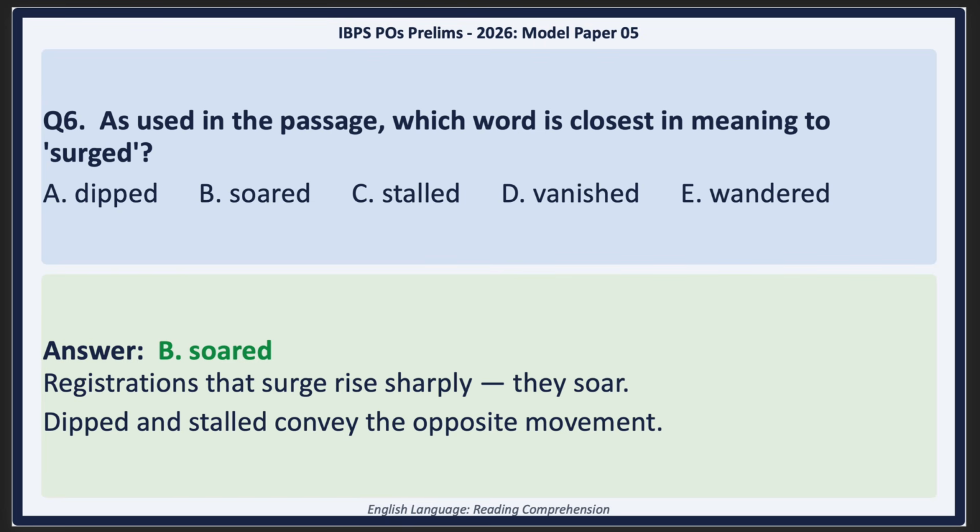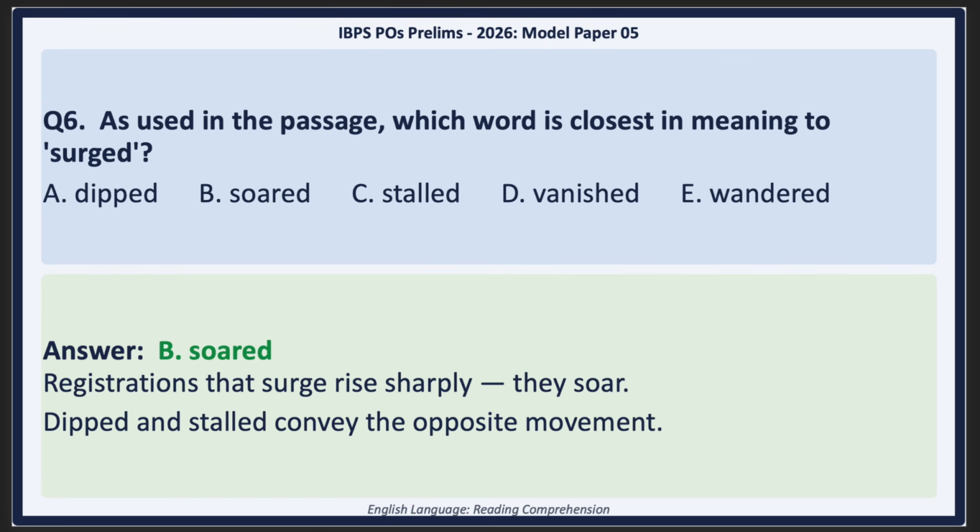I see options like soared, dipped, and stalled. Think about the directional momentum of language. That's the verbal concept here. Surged implies a sharp, upward, and rapid movement. Like a wave. Exactly. Option B, soared, shares that exact upward vector.